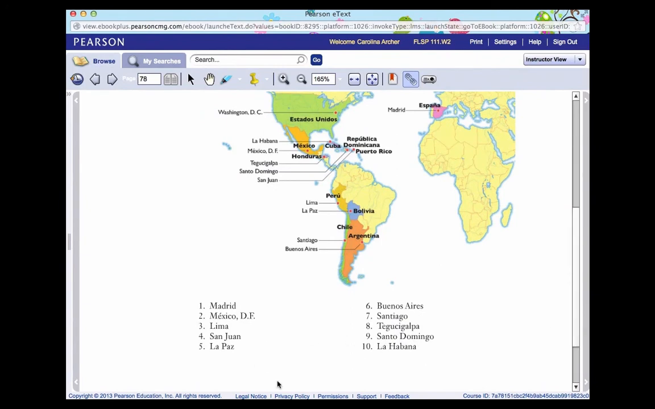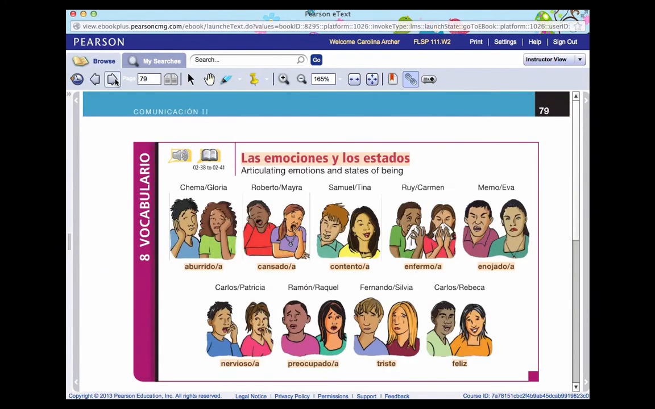Por ejemplo, ¿dónde está La Habana? La Habana está en Cuba, ¿sí? ¿Dónde está Buenos Aires? Buenos Aires está en Argentina. Okay, so to talk about location, the verb estar, not the verb ser.